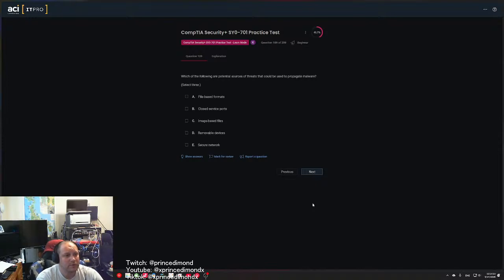Which of the following are potential sources of threats that could be used to propagate malware? Select 3. So things that can propagate malware: removable devices, USBs are bad. Image-based files and file formats. So you can have file formats disguised inside of other files. You can have executable stuff inside of image files, and removable devices are bad. Secure network is fine. Closed service ports, not going to propagate malware. So let's check those answers. And there we go.